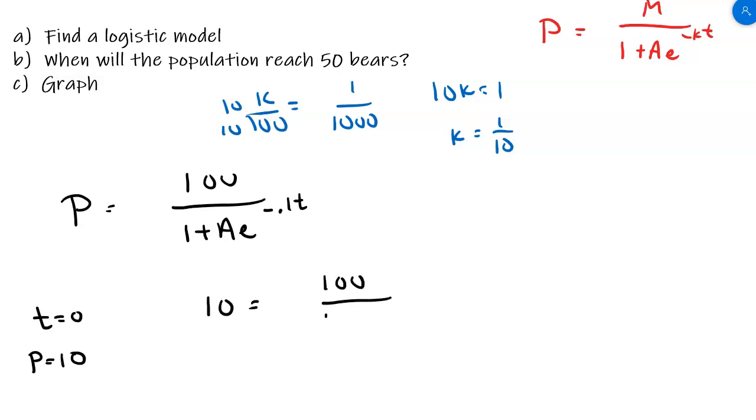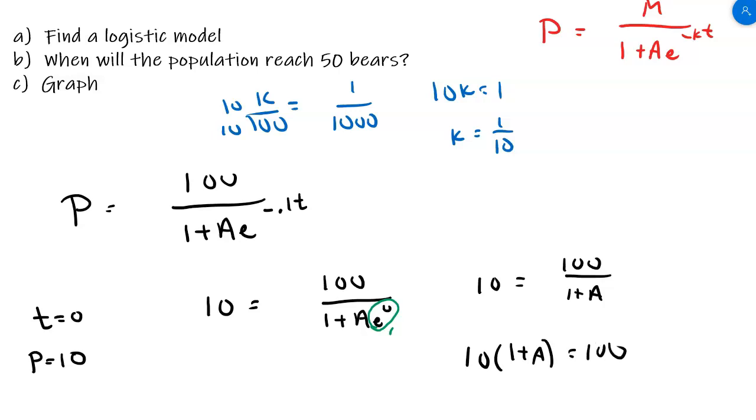So I got 100 over 1 plus Ae to the 0. Well, e to the 0 is 1, right? So if that's just 1, then I end up with 10 equals 100 over 1 plus A. Multiply both sides by the denominator, you get 10 times (1 plus A) is 100. If you divide by 10, 1 plus A is 10, which means that A is equal to 9.